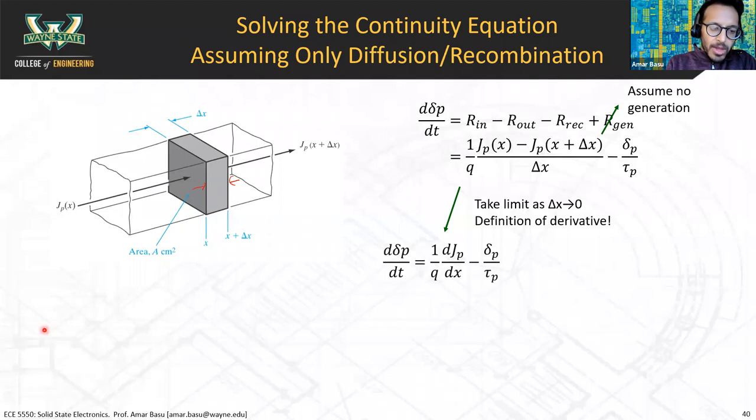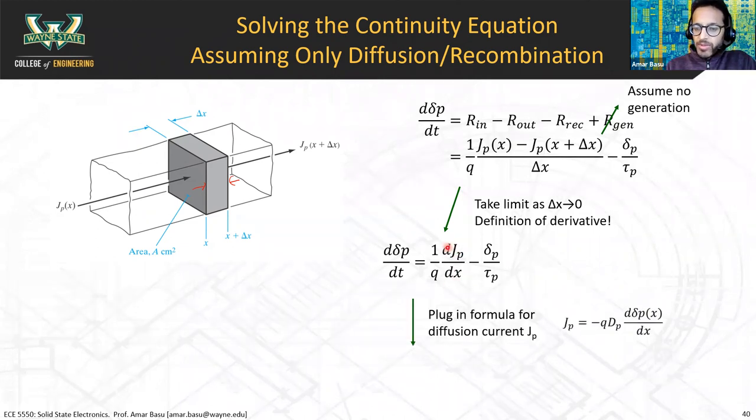This term basically becomes a derivative: Jp of x minus Jp of x plus delta x, over delta x. This becomes the derivative of Jp of x. So dJp/dx. This whole term just collapsed down to a single derivative.